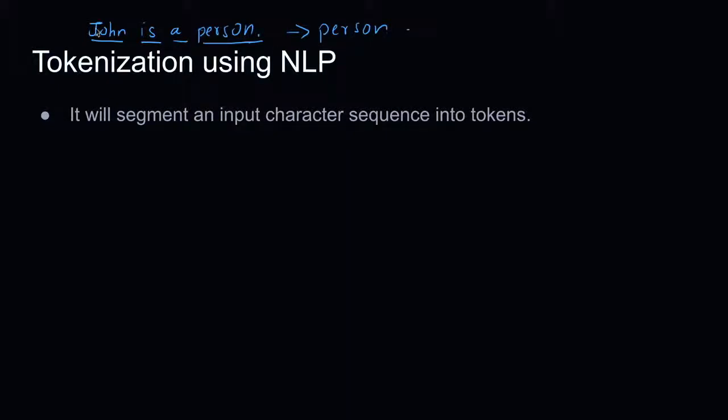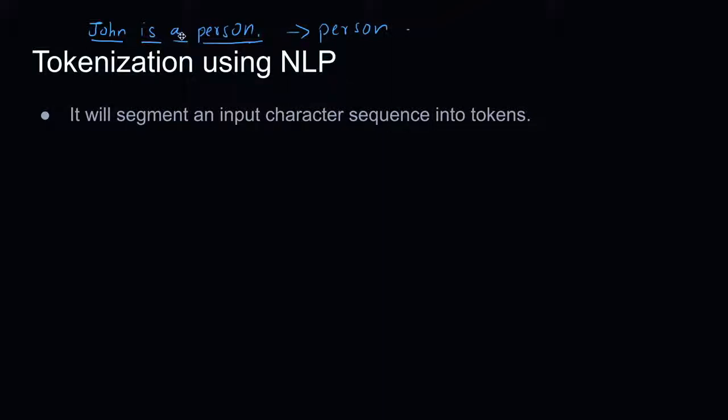So for example, consider this sequence of characters: John is a person dot. So John space is space a space person dot is the sequence of characters. Here we need to split these characters into tokens.